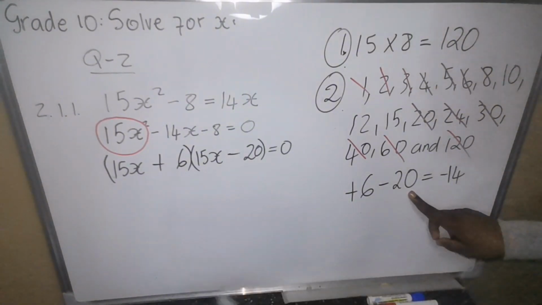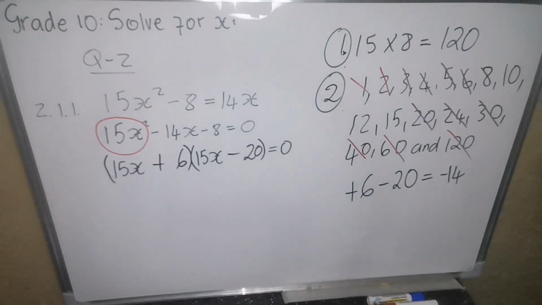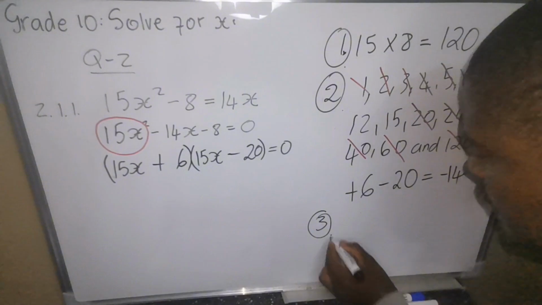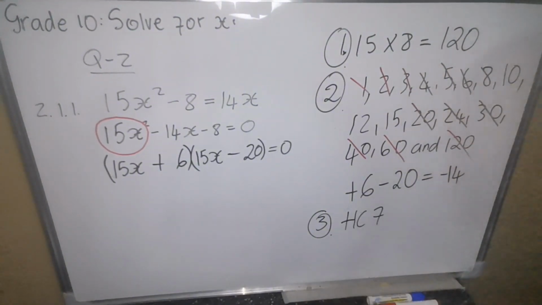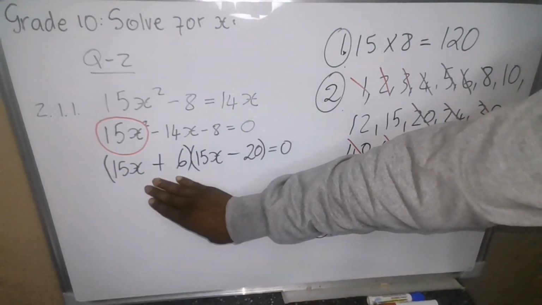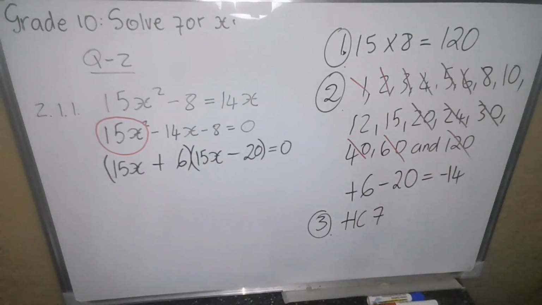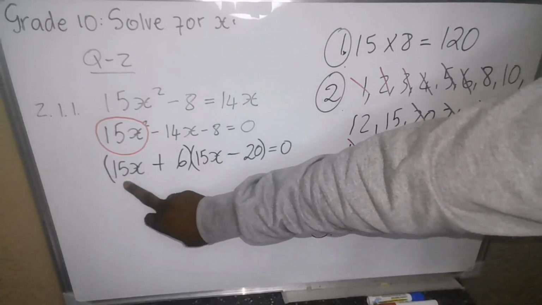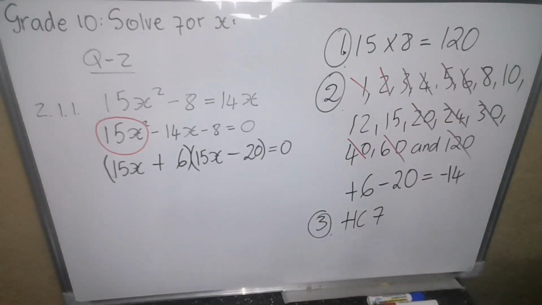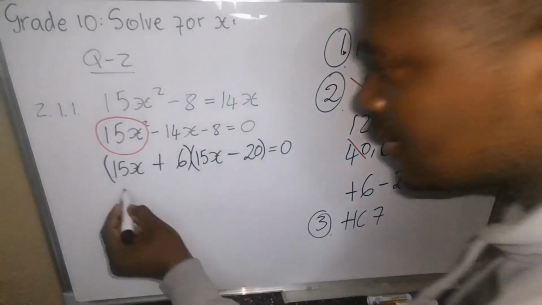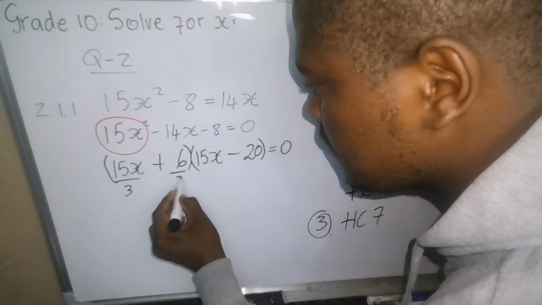Negative and positive. We are done. The last step for us to find the correct values is the third step. We must find the highest common factor, HCF, of the first bracket and of the second bracket individually. So let us find the highest common factor for 15 and 6. What is the highest common factor for 15 and 6? It is 3, and therefore we're going to divide each term by 3 here.